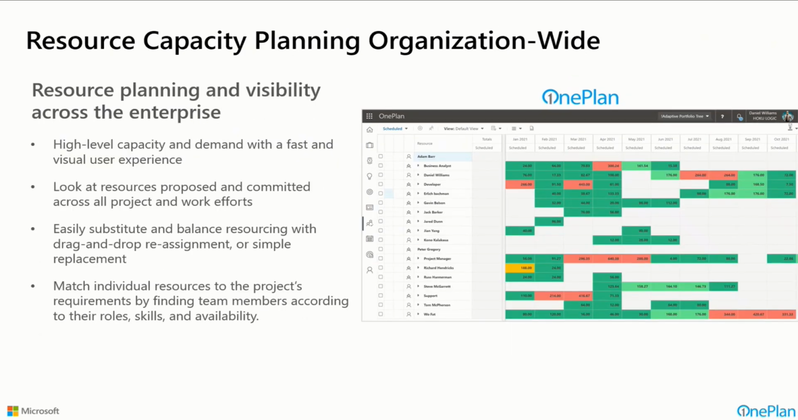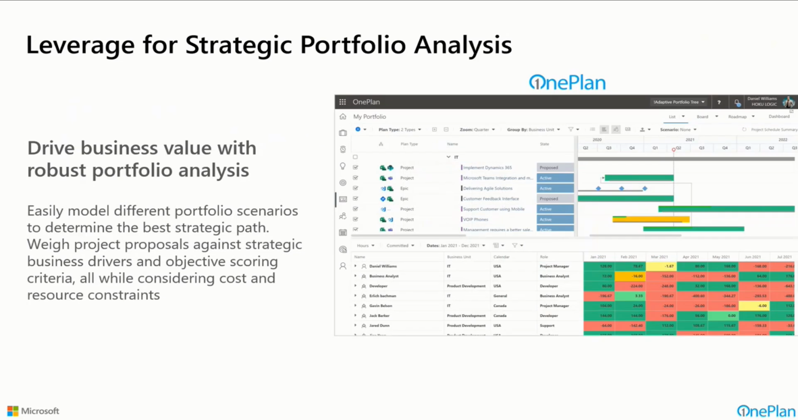Now, if we roll all that up and on a project by project basis want to look across the entire organization, we can then see what everybody's assigned to or allocated to and get a high level view of capacity and demand at any given point in time, and look at what's been already committed before we give them yet another piece of work. And it's easy for us to find substitutions and do resource balancing, which we'll demonstrate today.